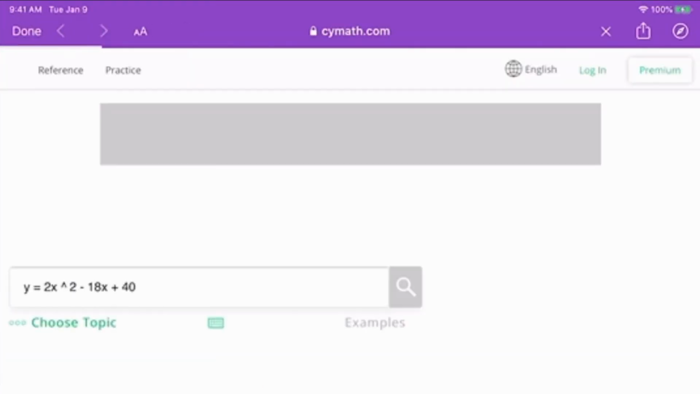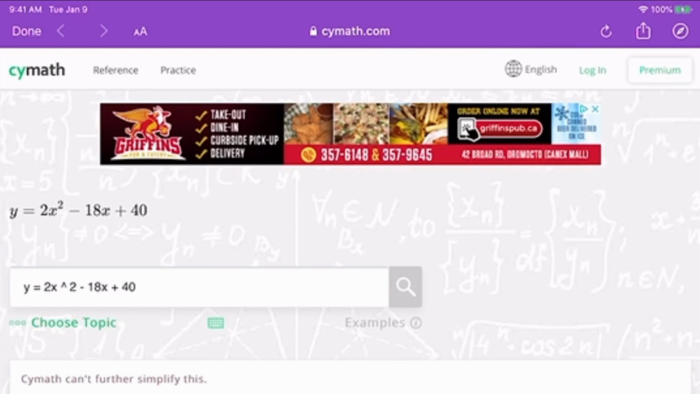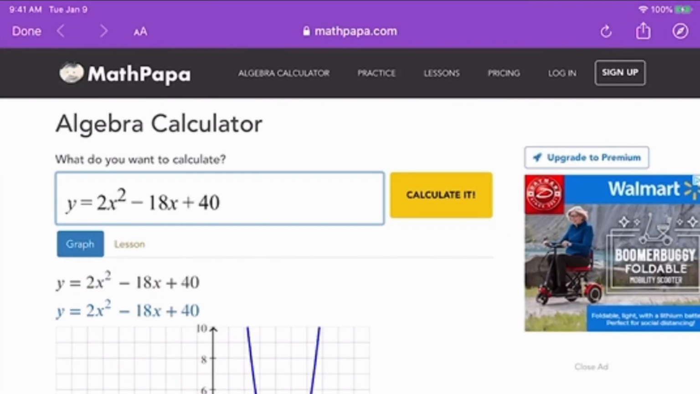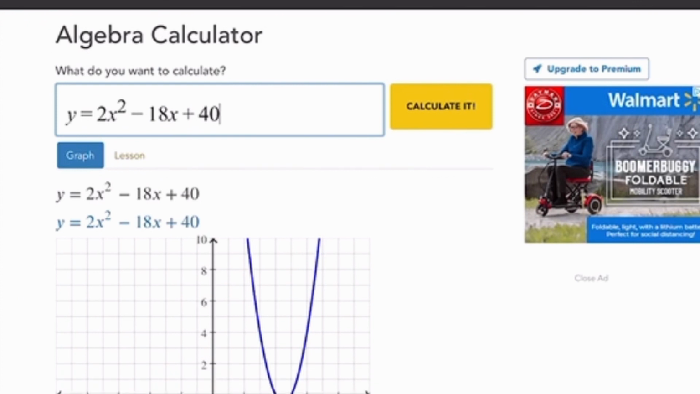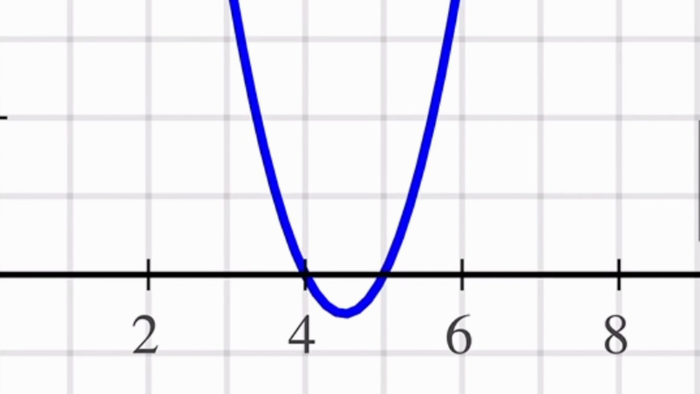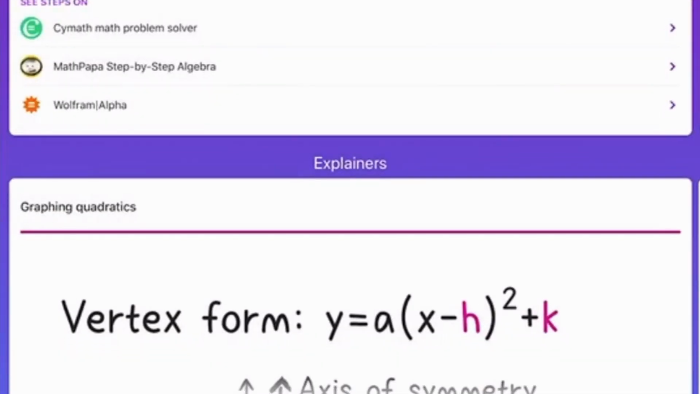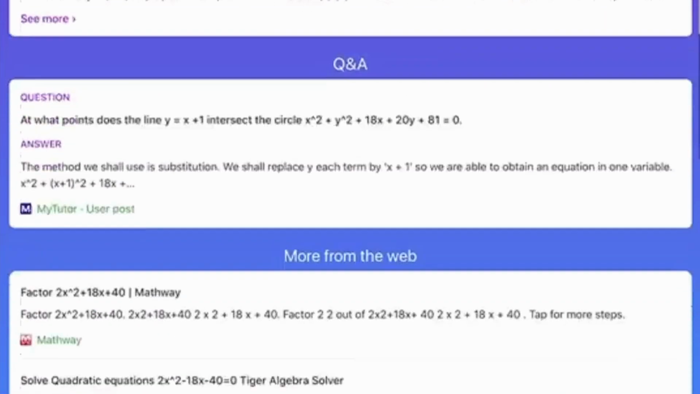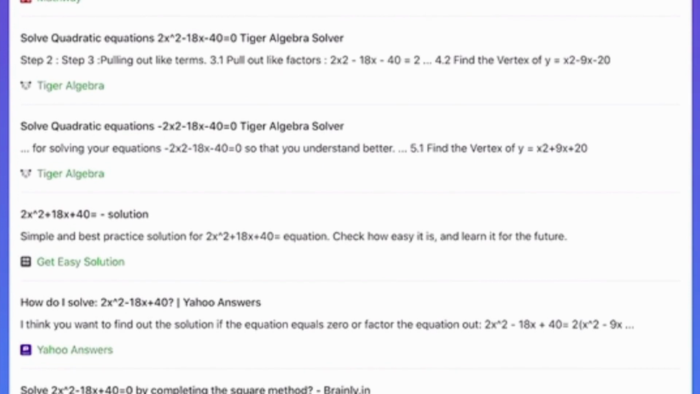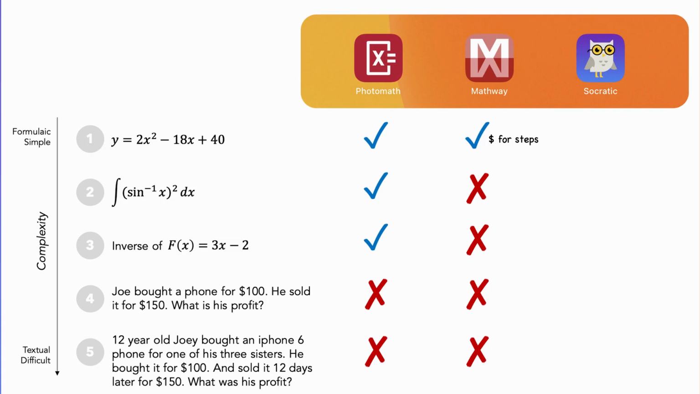So let's click on one called PhotoMath. And PhotoMath says it cannot further simplify this. So we'll go back. What about Math Papa step by step? It is asking what do we want to calculate, and it's graphing it for us. Okay, and there we can see in the graph, we can see the intercepts we were looking for, 4 and 5. So it solves it for us. What's nice is they have explainers below, more from the web. So they direct you onwards to other places where you can find further information. That's very googly. Yeah, it's very googly.